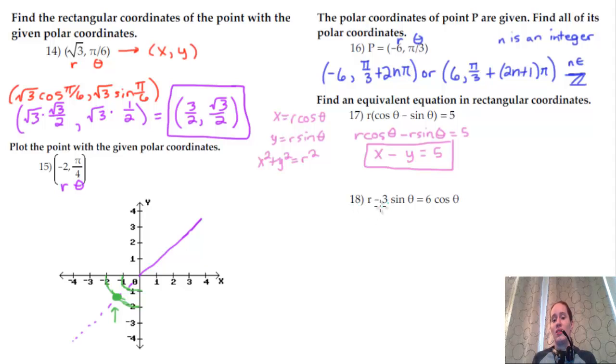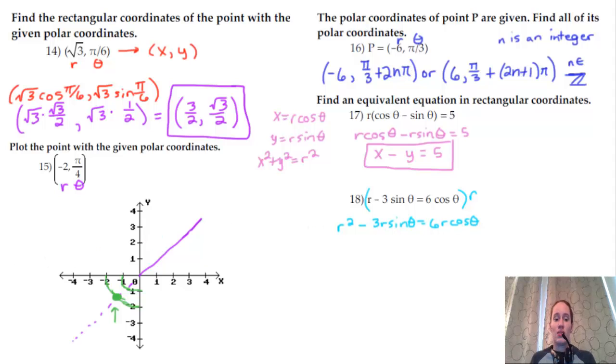On 18, the problem is we have an r here, but what we want is an r in front of sine and cosine. So what we need to do is just put one there by multiplying the entire equation by r. If you want an r one place or even two places, you have to put it everywhere so that you keep your equation balanced. So I'll make this r squared minus 3r sine theta equals 6r cosine theta.